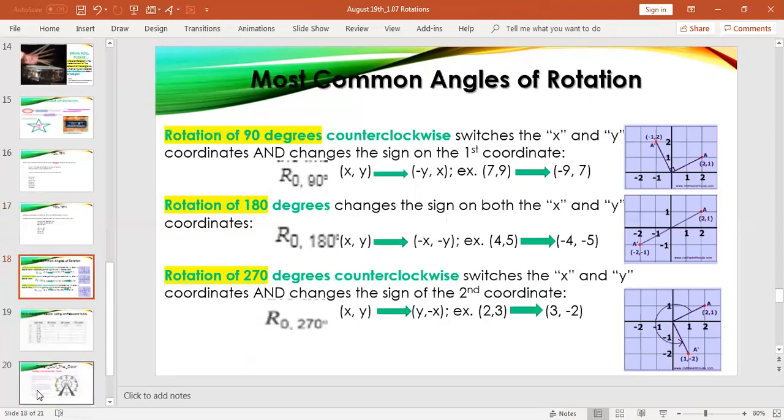This is what your quiz will look like. You'll see symbols, and let me point it out. If you look at the very first one, it says rotation switches the X and Y coordinates and changes the sign. I want you to look at how it's written symbolically.